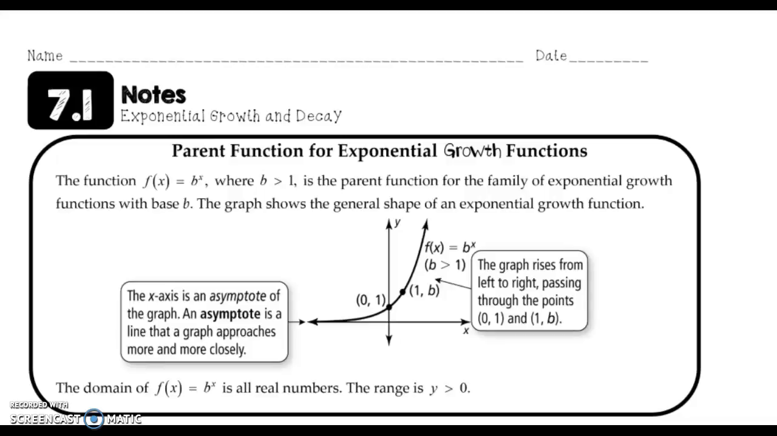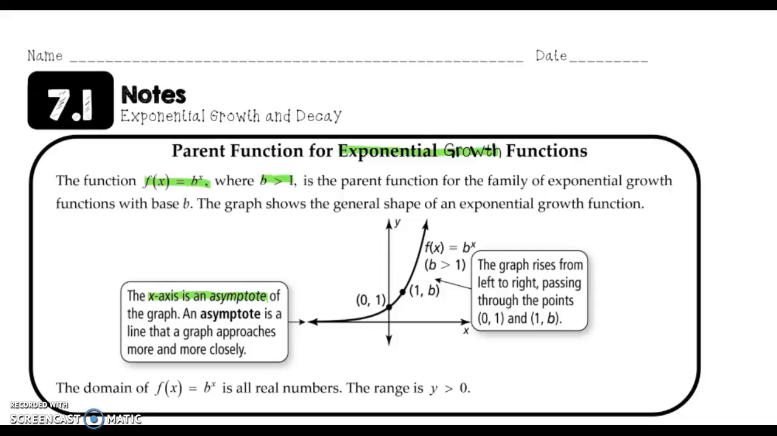Today's lesson is on exponential growth and decay. Up here we can see an exponential growth function. Some important things to note is that this is what the function looks like. It says b has to be greater than 1, and the x-axis is the asymptote.